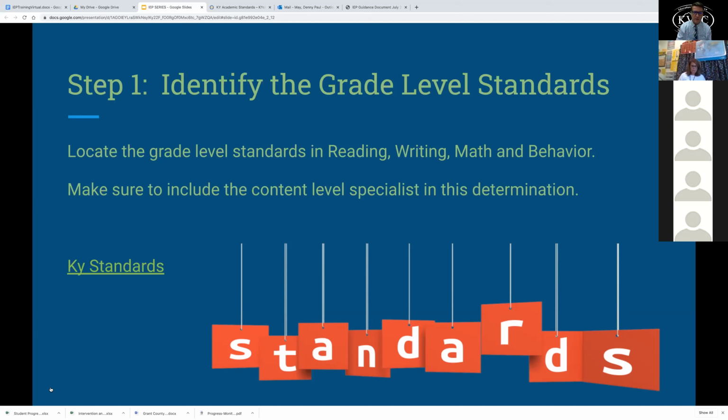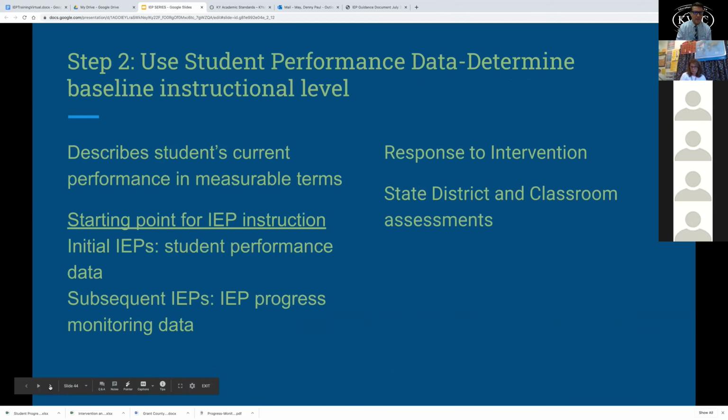So we really, really need to be thinking about that and focusing on that as we're working with these new goals, and we're identifying the grade level standards in step 1. Then we use the student performance data to determine baseline instructional level. This describes the student's current performance in measurable terms. It's the starting point for the IEP instruction.